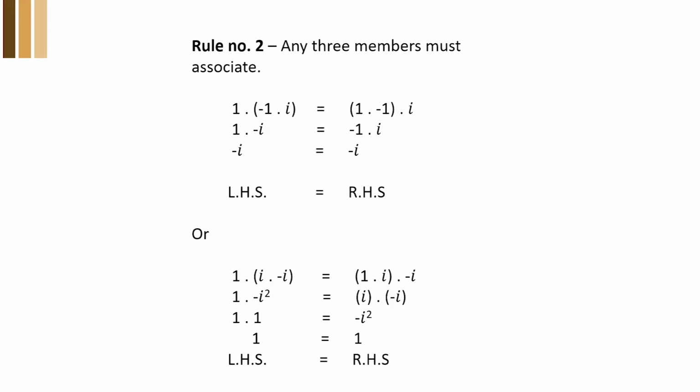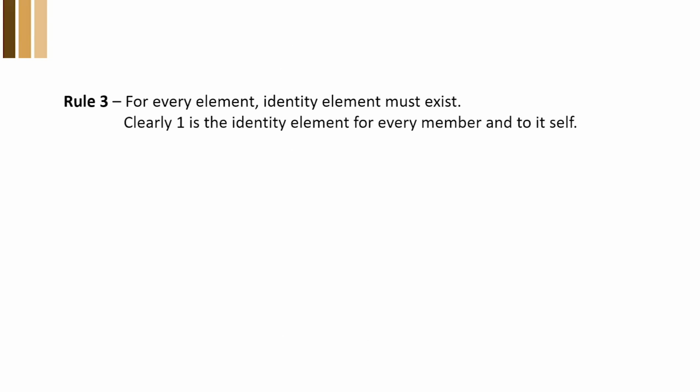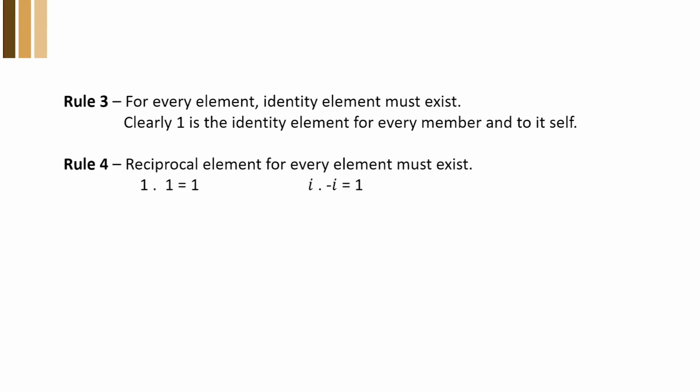Rule number 3, an identity element must exist. So naturally here 1 is the identity element. Multiply any number with 1, the answer remains unchanged. So it goes without saying that 1 is the identity element for this particular set. Rule 4, a reciprocal element for every element must exist. What should be multiplied by 1 so that the result is 1? Obviously it is 1 itself. So 1 is reciprocal to itself.